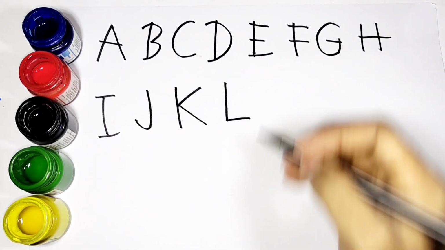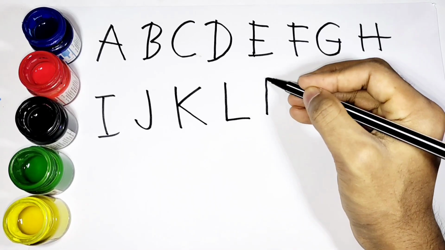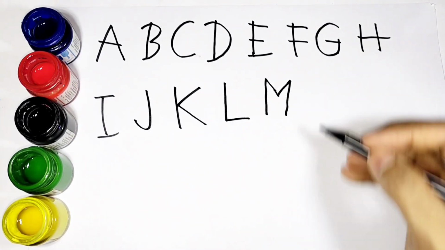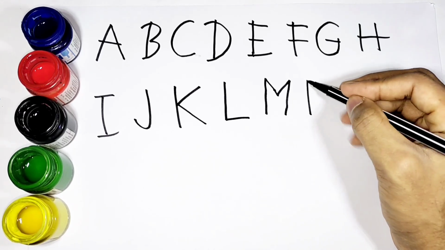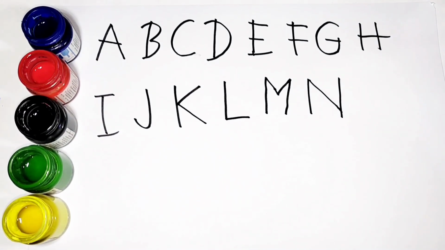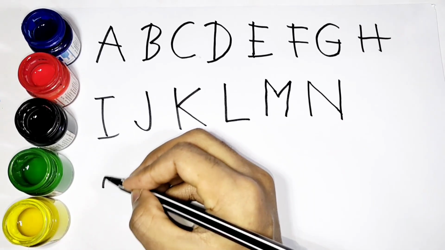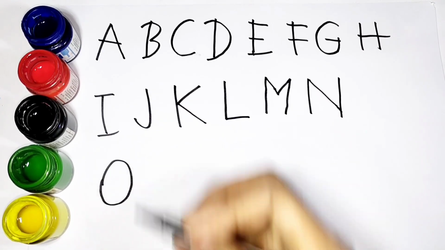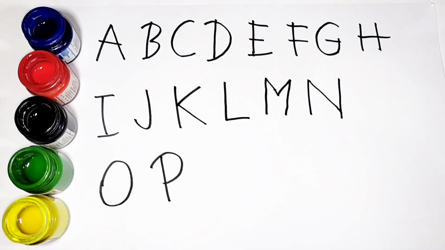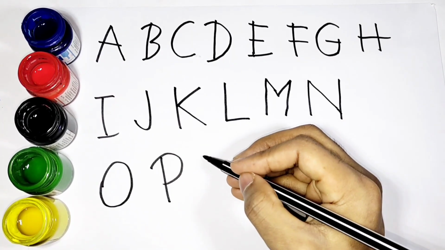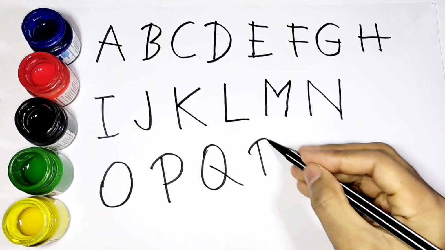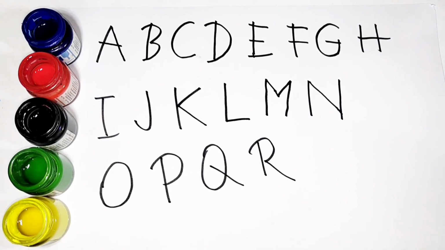L for lion. And now we draw M. M for moon, M for mango. The next one is N for nose, N for nest. O for octopus. P for parrot. Q for queen. The next one is R for rose, R for rice.